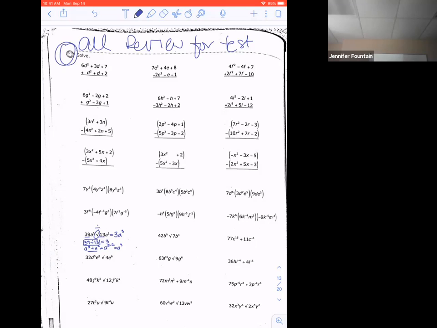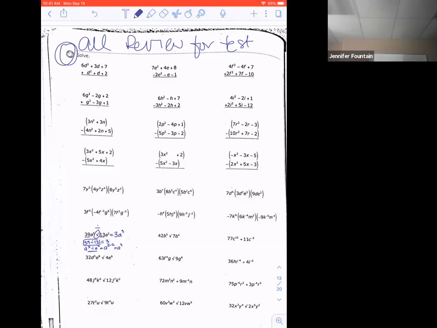Now let's look at our multiplication and division. We're going to go down the left-hand column, middle, and then right. Okay, so left-hand column, when I multiply variables, what do I do with like variables? What do I do with their exponents? Add them. When I am dividing and I have like variables, what do I do with their exponents? Subtract them. Good.